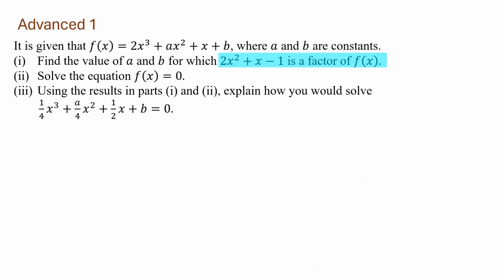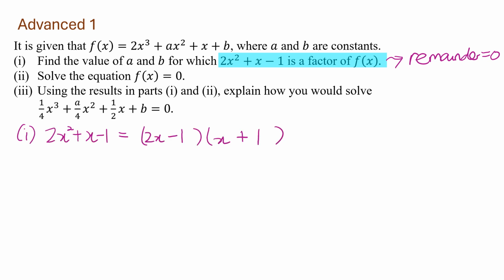Right, now let's look at an advanced question. This is at advanced level because it needs a higher order level of thinking. Right, so let's look at part 1. Right, so you're given the polynomial equals to 2x cubed plus ax squared plus x plus b, where a and b are constants, and you're given that your divisor is actually a factor. So if your divisor is a factor, it means that the remainder is equal to 0 using factor theorem. Right, so first part is relatively easy.